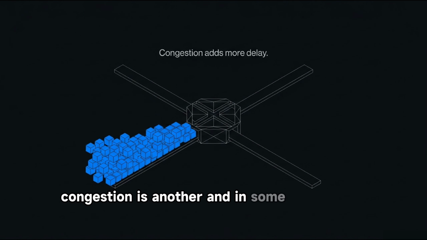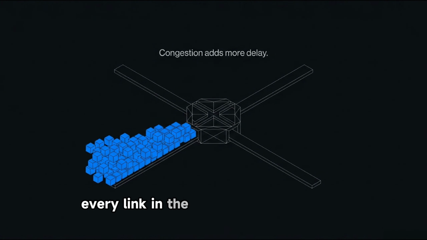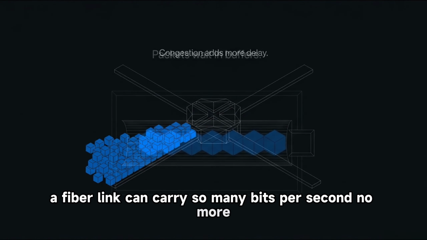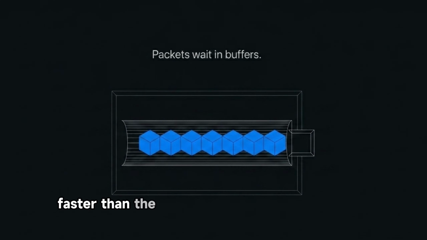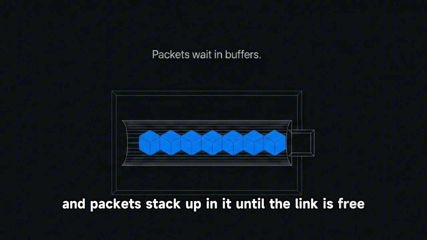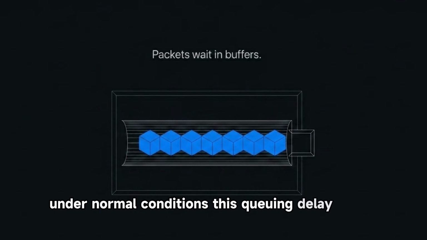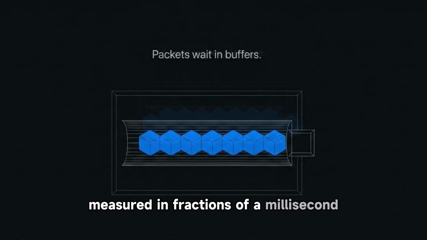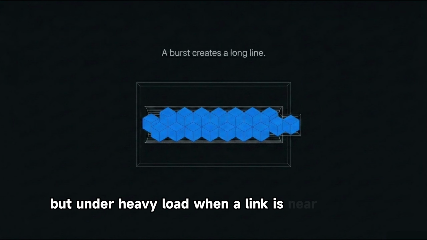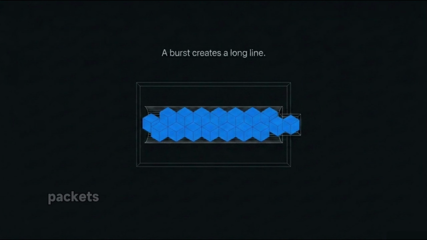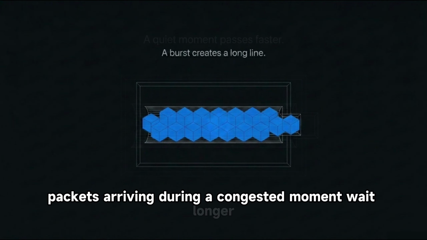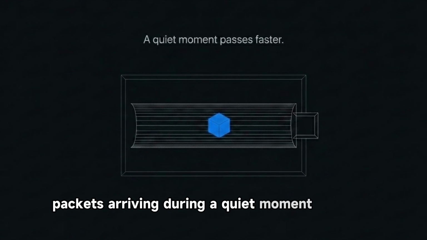Congestion is another, and in some ways, more important. Every link in the network has a capacity. A fiber link can carry so many bits per second, no more. When packets arrive at a router faster than the outgoing link can transmit them, they queue. They wait in line. The router has a buffer, a small holding area, and packets stack up in it until the link is free. Under normal conditions, this queuing delay is tiny, measured in fractions of a millisecond. But under heavy load, when a link is near capacity, the queue grows. Packets arriving during a congested moment wait longer. Packets arriving during a quiet moment wait less.